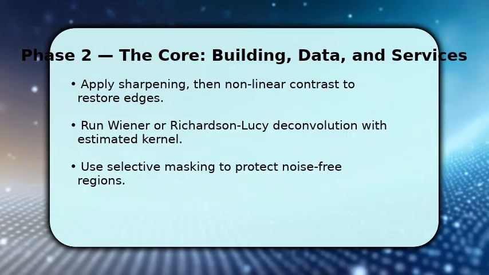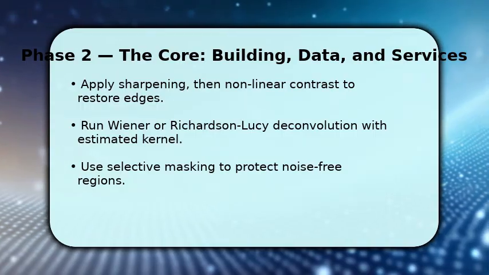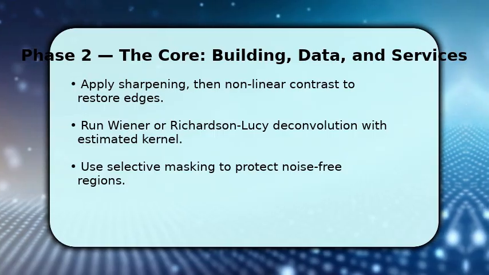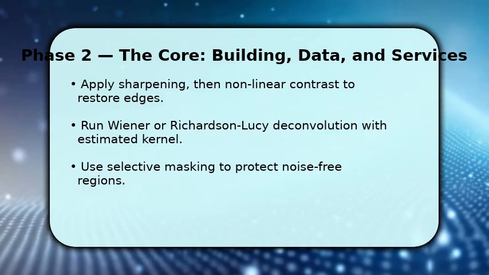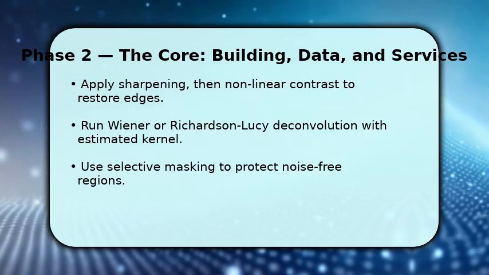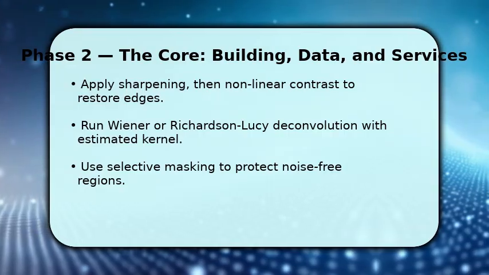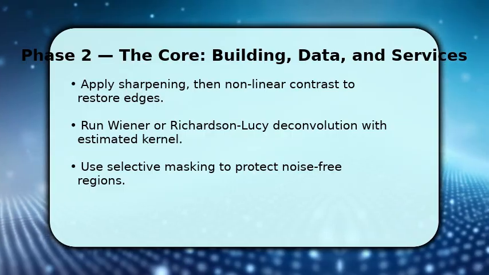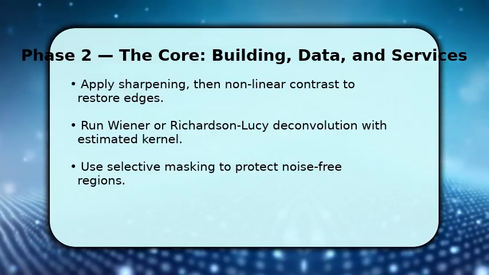First, apply a moderate sharpen and a mild contrast curve to reveal initial edges. This prepares the image for deconvolution. Next, run a deconvolution algorithm, Wiener for noisy cases, Richardson-Lucy for motion, using an estimated blur kernel. Tweak kernel size gradually. Also, use layer masks so you only enhance blurred areas and avoid amplifying clean regions or noise. These combined steps recover detail while keeping artifacts under control.